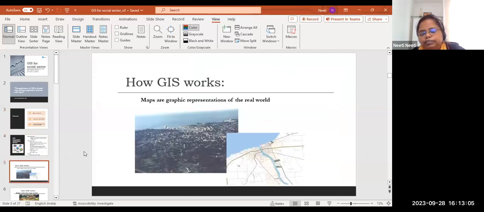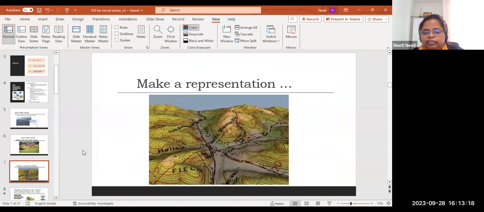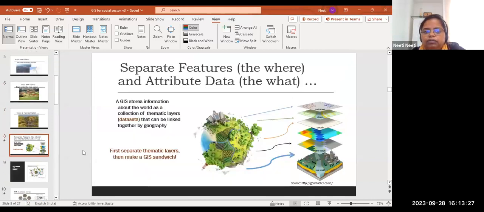So how does GIS work? We know that maps are graphical representations of the real world. If we want to, we can start with the real world and make a representation out of it. This is a representation of the real world. Now, we can extract different types of information about different locations. There are separate features: the where component and the attribute data. What is there? What attributes are there for those features?